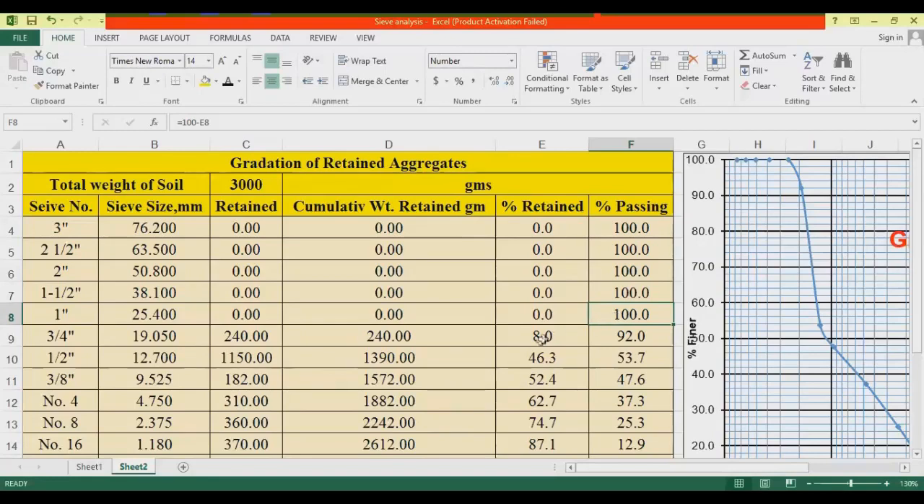Now you can see on the 3/4-inch sieve, 8% of the material has been retained, which means that 92% of the material has passed from this 3/4-inch sieve. Similarly, on the half-inch sieve, 46.3% of the material has been retained and 53.7% of the material has passed. So the formula is very simple. Just subtract the percentage retained on the respective sieve from 100. That will give us the percent passing from that respective sieve.